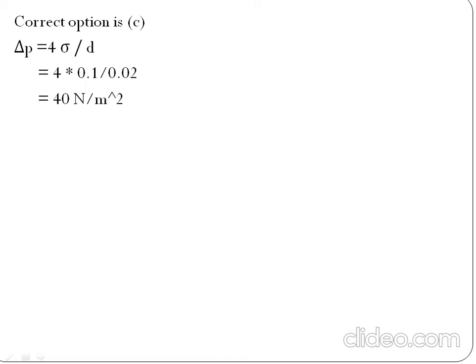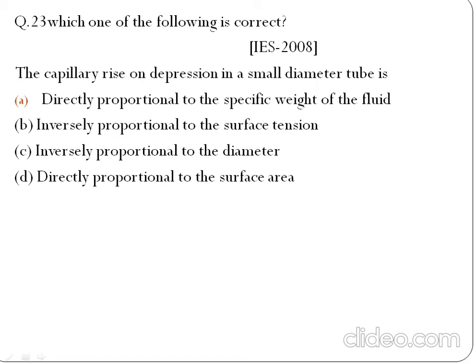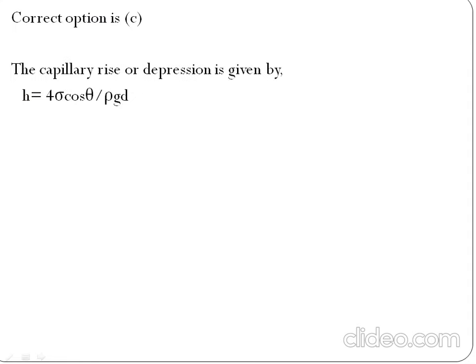Question 23. Which one of the following is correct? The capillary rise or depression in a small diameter tube is: option A directly proportional to specific weight of the fluid, option B inversely proportional to the surface tension, C inversely proportional to the diameter, D directly proportional to surface area. So correct option is C. The capillary rise or depression is given by h is equal to 4 sigma cos theta by rho g D. Here we can see that h is inversely proportional to D.